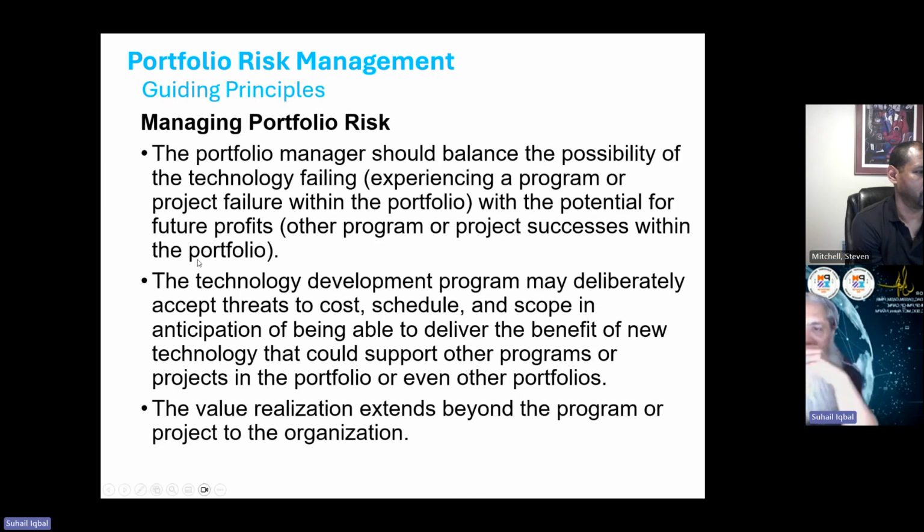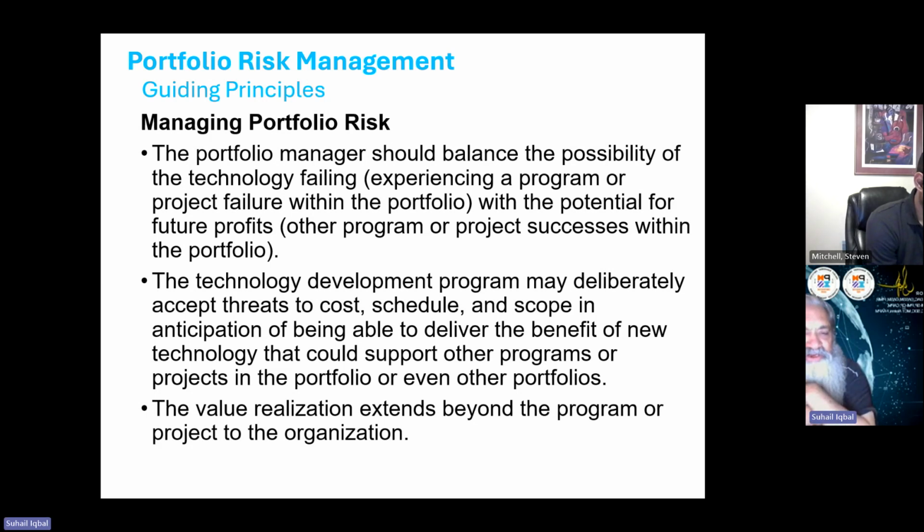Portfolio managers should balance the possibility of technology failing. Yes, of course, that is a risk if technology fails. Experiencing a program or project failure within the portfolio, that is also there. This could be the technology failure. Within the potential for future projects, profits, other programs and project successes within the portfolio, they could affect.